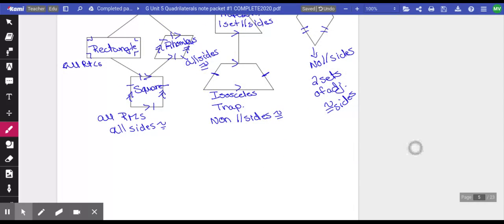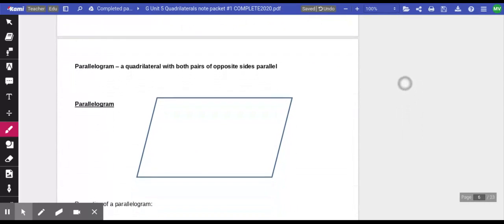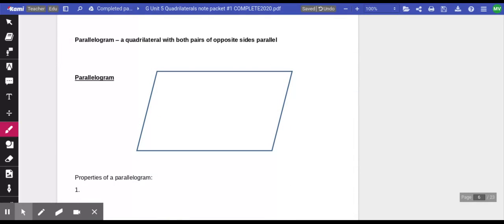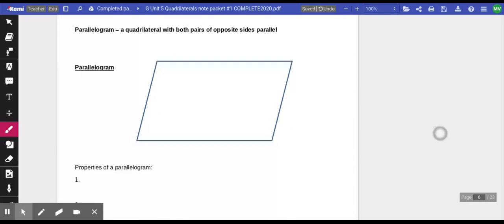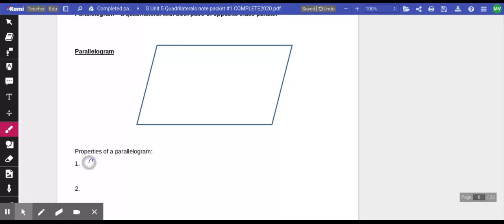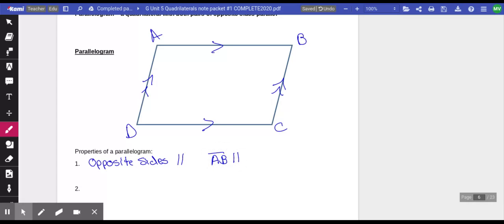Today we're going to spend quite a bit of time talking about a parallelogram. So a parallelogram is a quadrilateral with both pairs of opposite sides parallel. So the properties of a parallelogram are opposite sides are parallel. When we name a quadrilateral, we always go in order. Doesn't matter what way you go, but you always go around. So this is parallelogram ABCD. So that means that AB is parallel to DC.